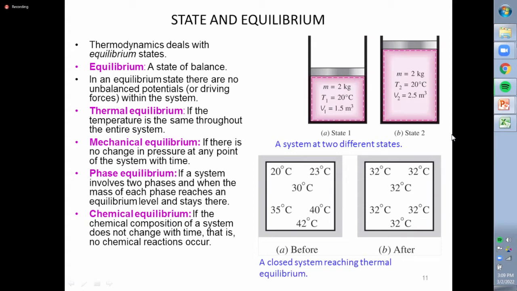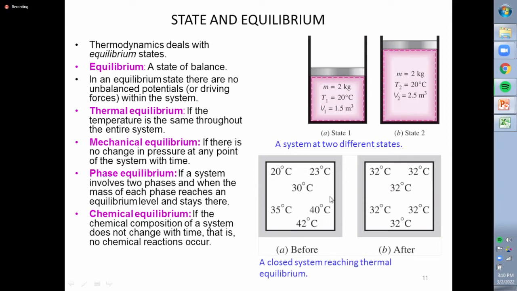What exactly does thermal equilibrium mean? The temperature is the same throughout the entire system. If the temperature is not the same throughout the system, that means unbalanced potential is obviously there in the system, and we can't say that the system is in thermal equilibrium. Take the example of this particular container. Everywhere the temperature is different: 20 degrees Celsius, 23, 30, 35, 40, 42. But after some time, the temperature is balanced, and we are able to maintain a temperature of 32 degrees Celsius. When you switch on the air conditioner of any room, at different points the temperature is different.